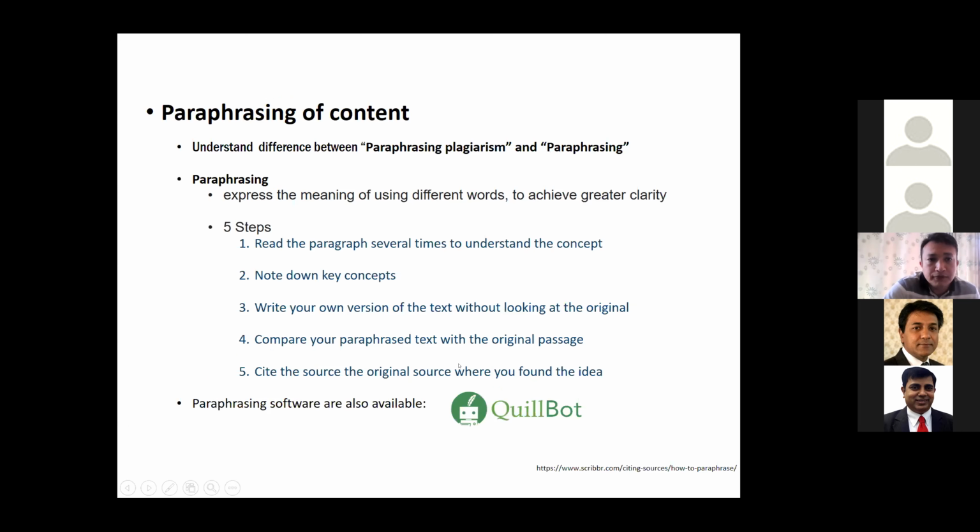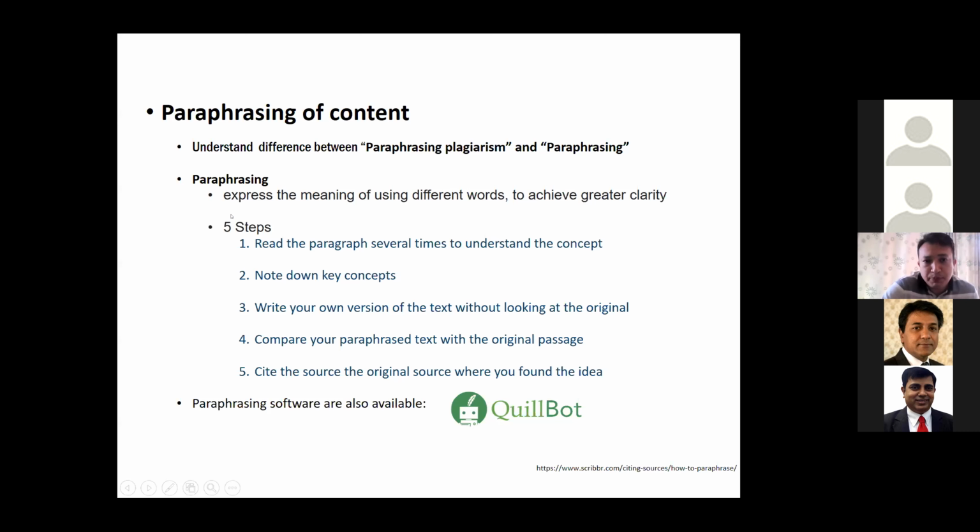Another method, the most important method of avoiding plagiarism, is paraphrasing itself. But you have to understand, as I said in the beginning, the difference between paraphrasing plagiarism and paraphrasing. This is a very thin difference. If you change the words, the phrases, and the structure of the sentence, that is paraphrasing. But if you do not give a reference or citation to the original ideas, original sentences, or original paragraph, then that will be called paraphrasing plagiarism. You have to understand the difference between paraphrasing and paraphrasing plagiarism very clearly.